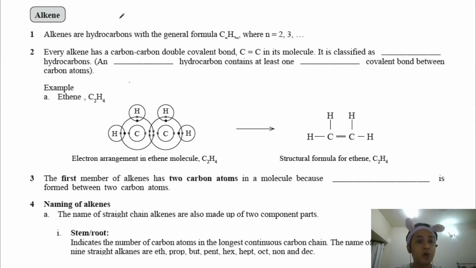Alright, alkenes. First things first, the general formula. We must always know the general formula. For alkene, the general formula is CnH2n. Whereas for alkane, the general formula is CnH2n+2. So the difference between the general formulas of alkene and alkane is that alkane has an additional 2 hydrogens.